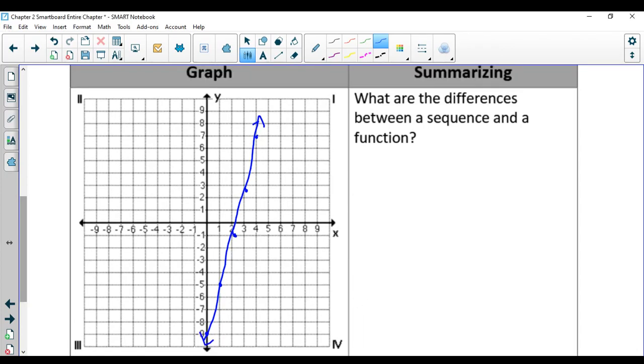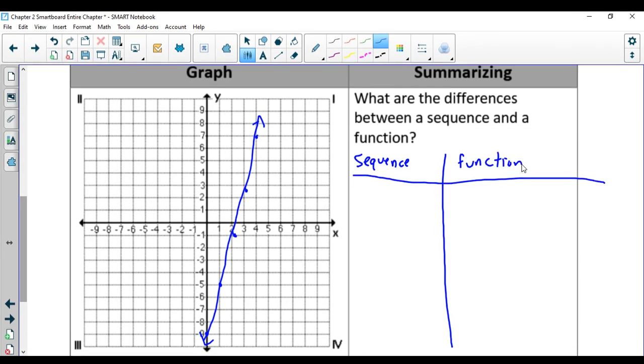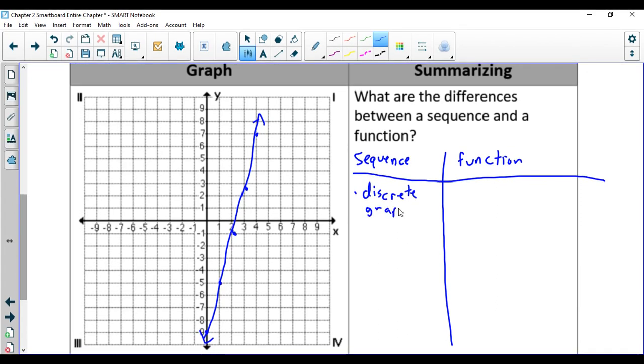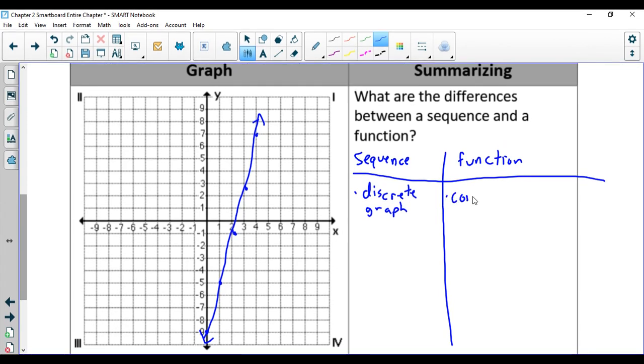All right, so what is the difference between a sequence and a function? Well, if we make a little t-chart here, a sequence, if you look at our graphs, the sequence has the discrete graph, meaning we cannot connect those points, where the function has the continuous graph, where we do connect the points.